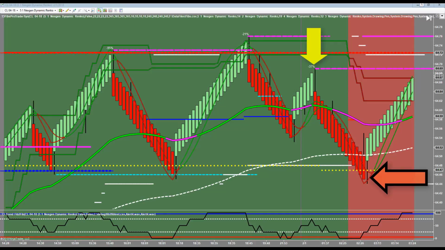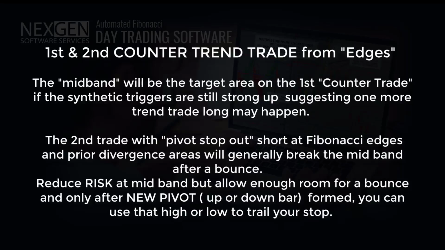So again, you have to go into each of your trade setups with an expectation of the target areas, should they hold? How exactly am I going to manage my stops? What should happen next based on the read of my fibs, trigger lines, and divergence areas?